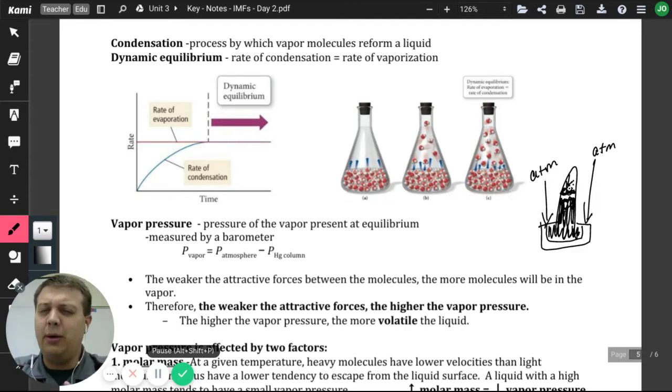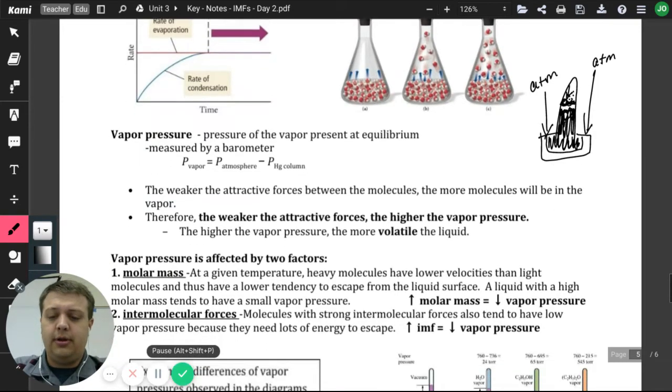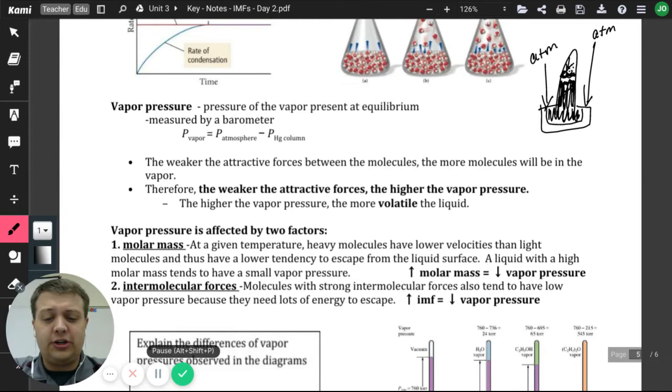Okay, and we'll talk about that in just a little bit more. But for vapor pressure, again, we're basically just trying to look at, I've got atmospheric pressure, and then I know how much pressure is now inside of my barometer.